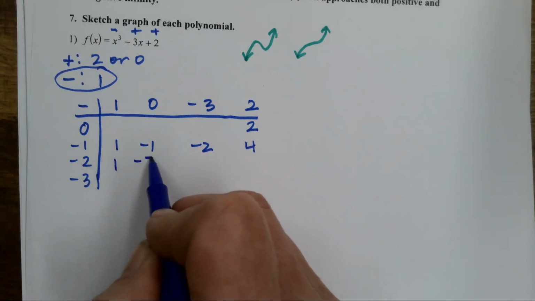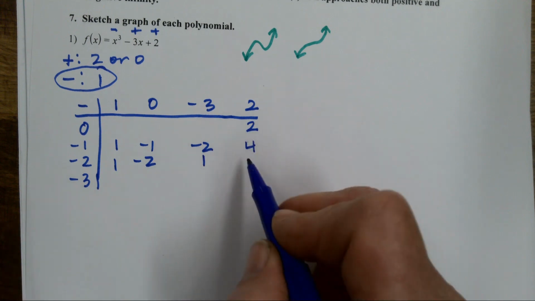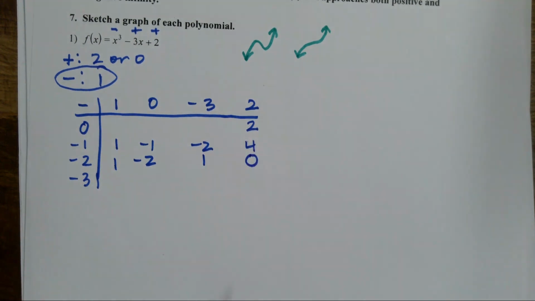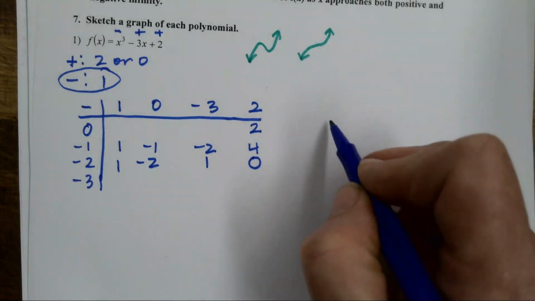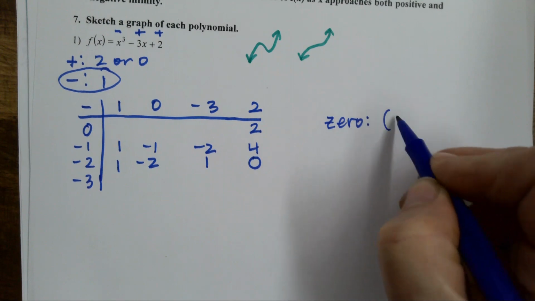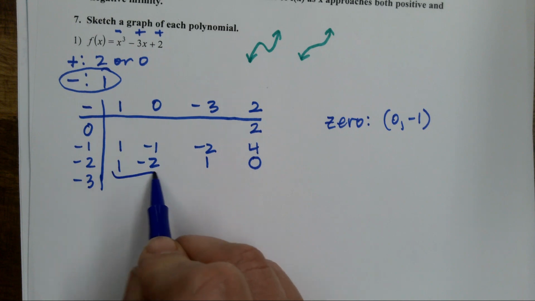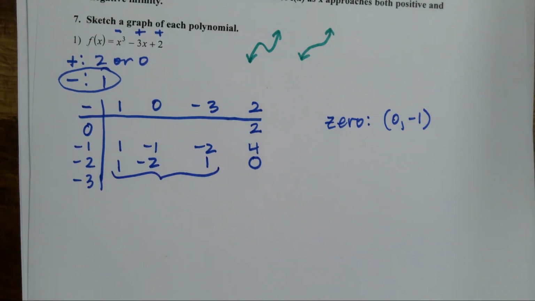Multiply and add, multiply and add, multiply and add. Sweet. I found my negative zero. I do not need to use this table anymore. Done with it. I have a zero at negative 1. I'm going to depress this polynomial and see if I can factor.